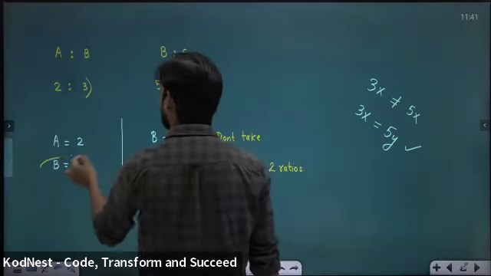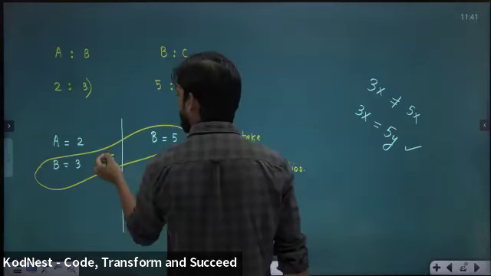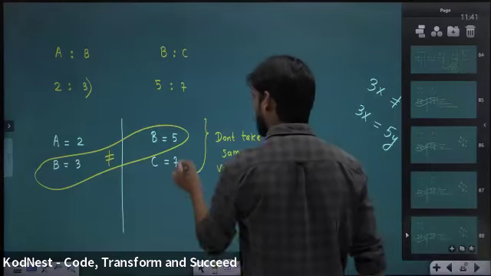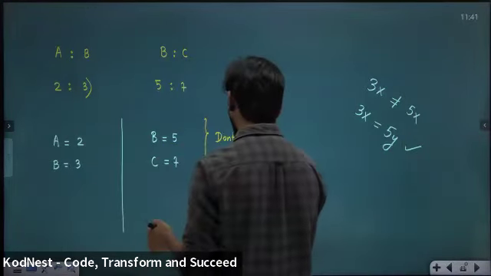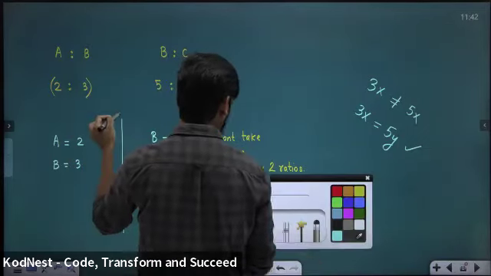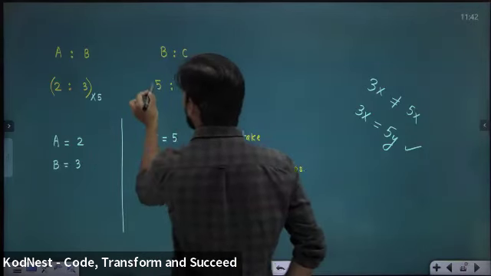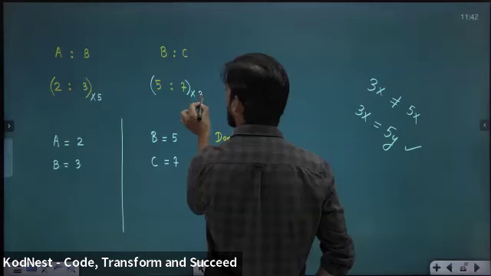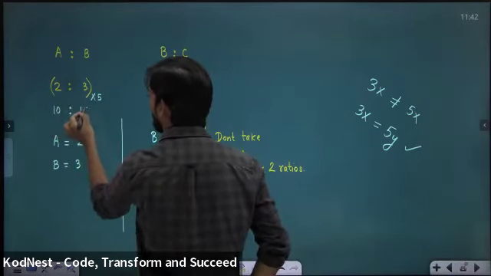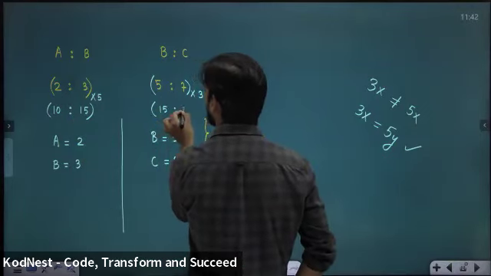Let me show it this way. Is not equal. Okay. Carefully see, please. Here I'm multiplying the ratio with 5. Here I'm multiplying the ratio with 3. So 2 into 5 will give you 10, and here I will get 15.